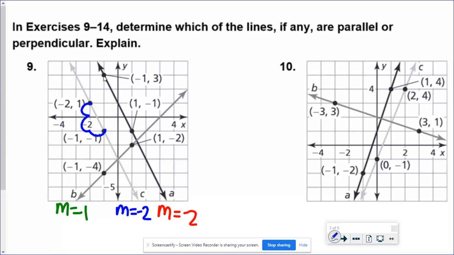Now, the slope that was 1 is not the opposite reciprocal for either of the other slopes, so we don't have perpendicular. However, A and C have the same slopes. So A is parallel to C, or I can write it out as A parallel to C.